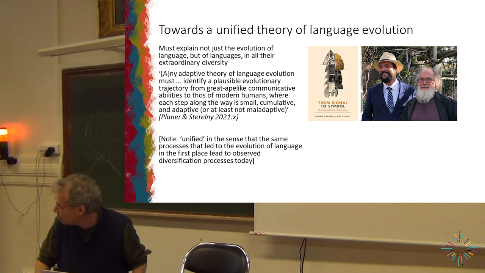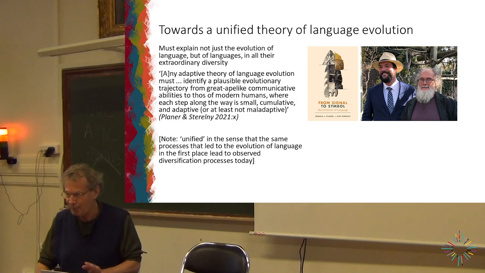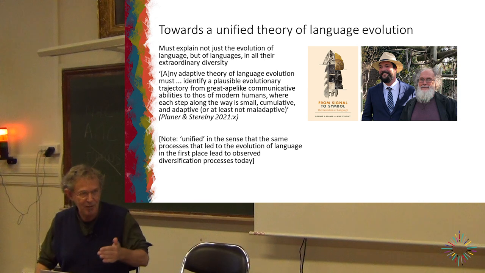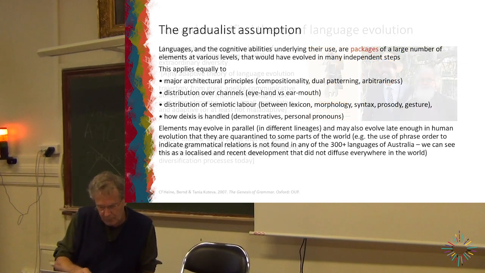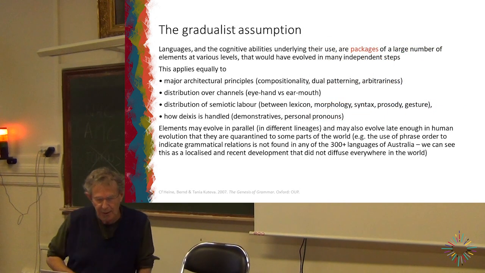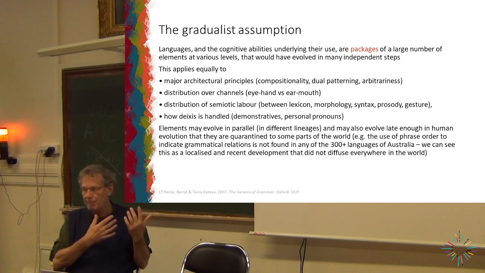And in the preface to their book, they say that any adaptive theory of language evolution must identify a plausible evolutionary trajectory from great ape-like communicative abilities to those of modern humans, where each step along the way is small, cumulative and adaptive, or at least not maladaptive. So they're pushing this very small incrementalist view all the way back.